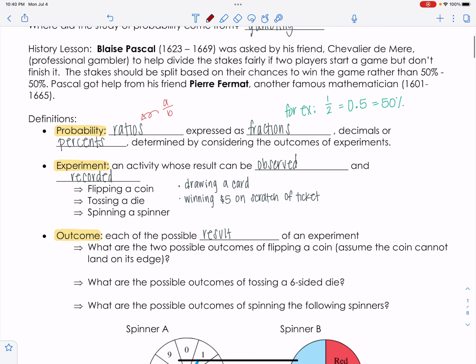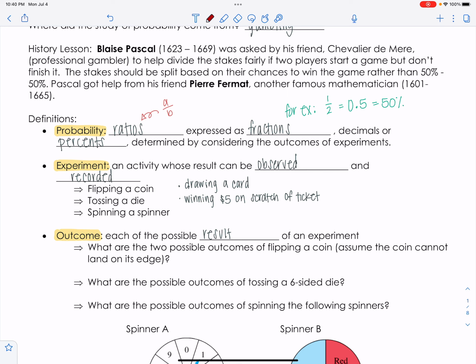So with that being said, the experiment is how you're going to find the probability. An experiment is just an activity that you can observe and record. Some examples that I added into your notes: drawing a card, drawing a marble out of a bag, drawing a sock from a drawer, winning $5 on a scratch-off ticket, winning the lottery, anything that you could do multiple times and record the desirable event, winning $5, versus the undesirable event, winning $0 or not winning $5.